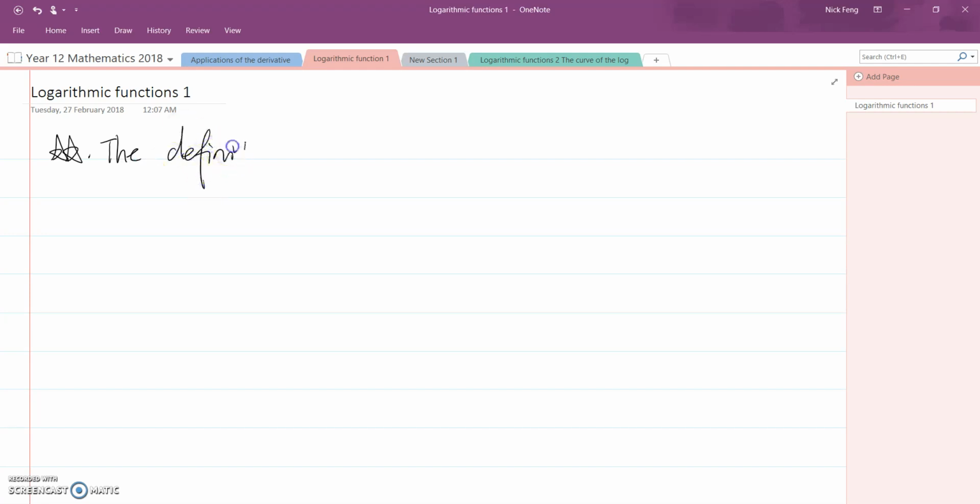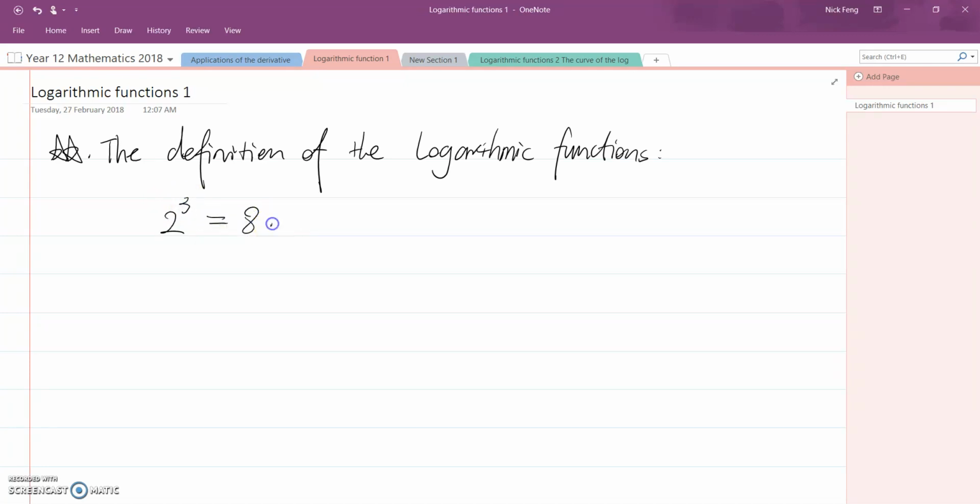The definition of the logarithmic function. So let's use a simple example. If I say 2 to the power of 3 equals 8, this 2 here, we call it the base of an exponential.